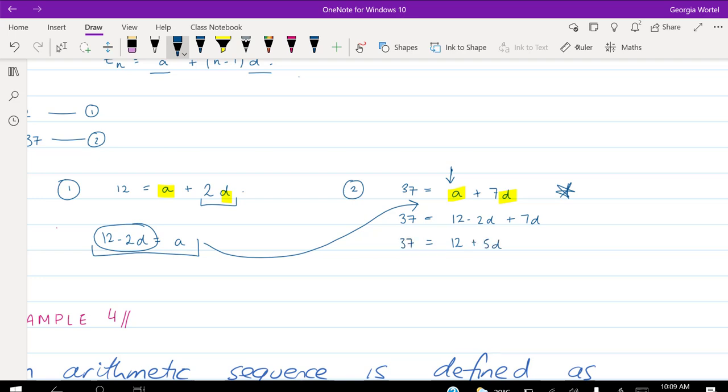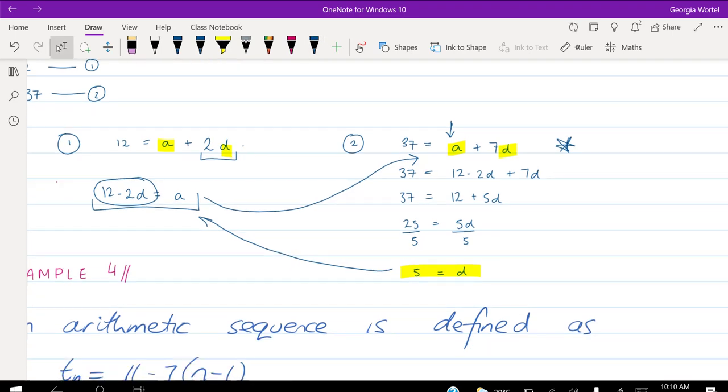37. Take our 12 to the other side. 37 minus 12 is 25. And dividing by 5 to get D by itself. Yay, our common difference is equal to 5. That makes it really easy now to solve for my A value. I know my A value is 12 minus 2 lots of the common difference if I sub it back in up here. So let's go and do that.